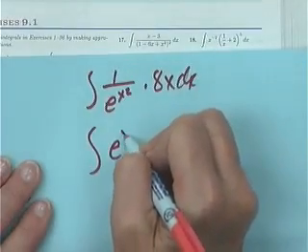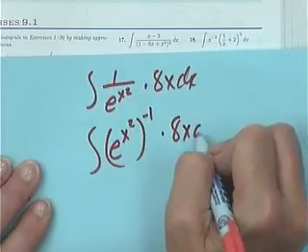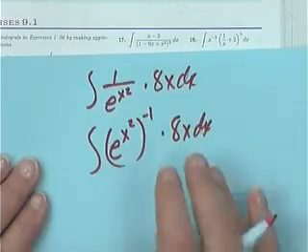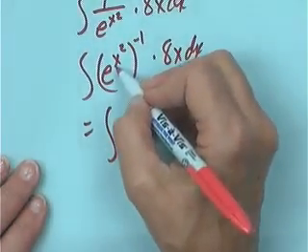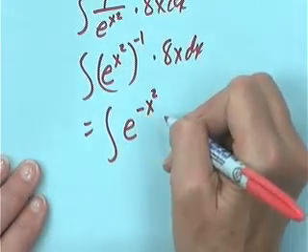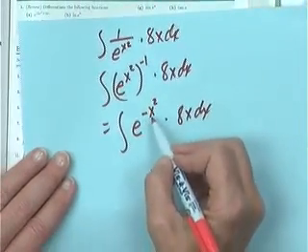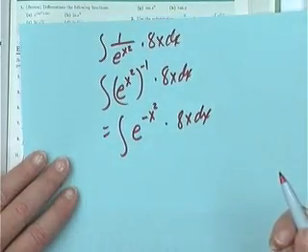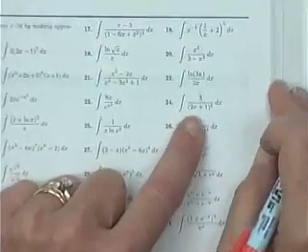Okay, so if you put in every little step, it would be this raised to a -1, right? And then how do you handle a power of a power? Multiply. So this will be equal to the integral of e to the x squared times -1, which is e to the minus x squared, times 8x dx. So it fits an e to the u. Okay? E to the u. Everybody got it? Yes, you do.